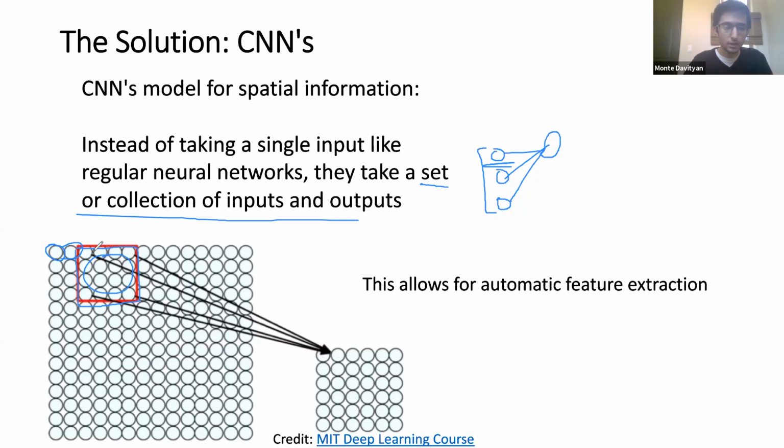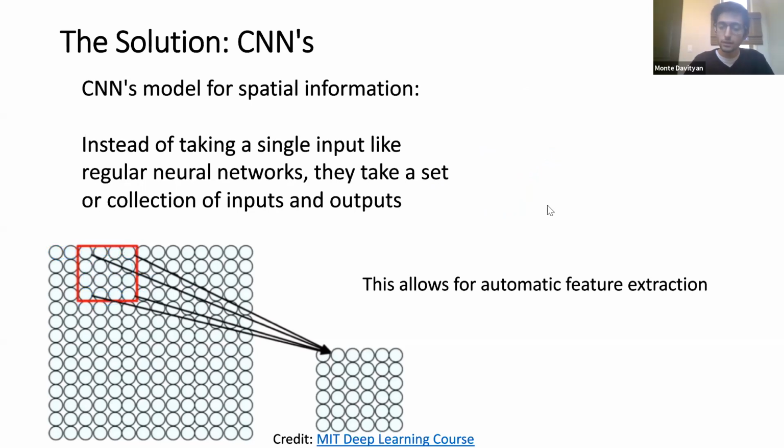But now, because we're taking a collection of inputs, we can see that we actually have, let's say, the upper part of the wheel and the lower part of the wheel. We have that information now, and we can model for that. We can learn from that. And so the spatial data is not being lost like in the regular neural network.